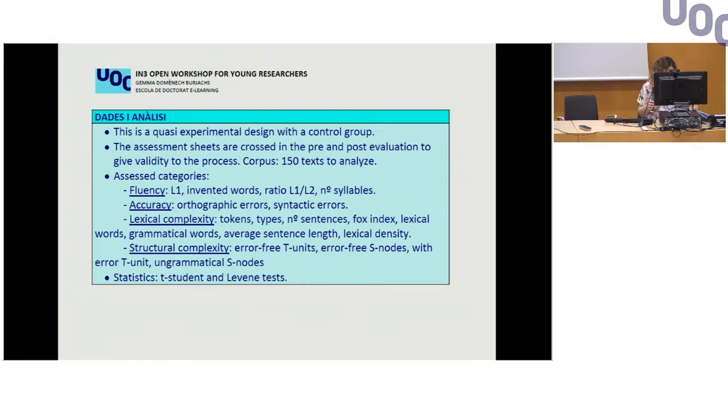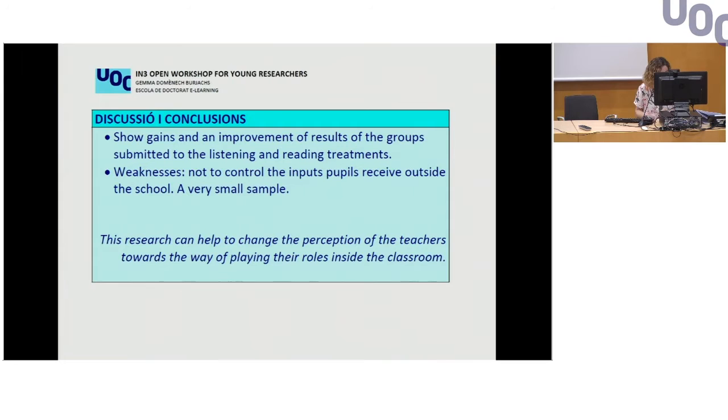So the research shows gains and an improvement of results in the group submitted to the listening and reading treatments, if the hypothesis is accomplished. The weaknesses of the research are the lack of control of the stimuli that pupils receive outside the school. It is a very small sample because it is only a 6A grade and a 6B grade, with 25 pupils each group. And it has validity for schools of the same level of complexity. We should see if for other kinds of schools the results are the same.